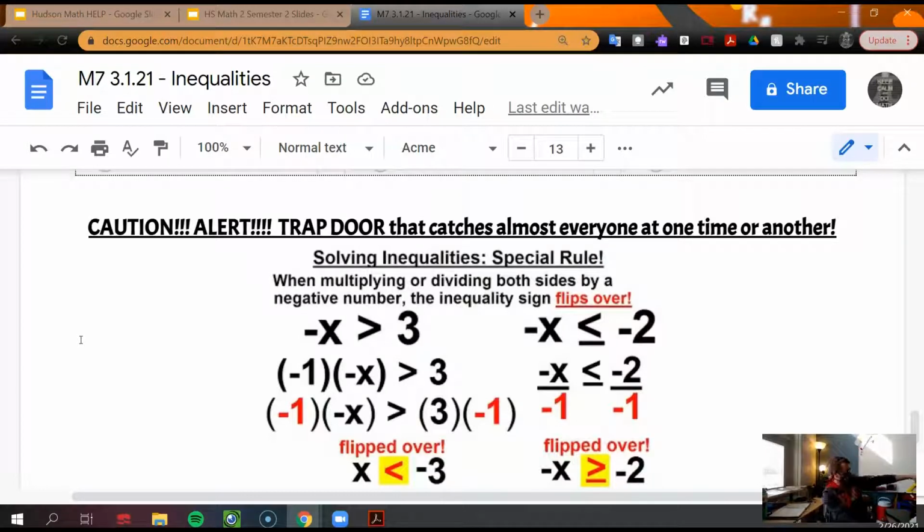I've got 2 different examples here. If the value with the x is negative, like we have a negative x there, but that's really negative 1x, right? So really we can say that's a negative 1 times x. What we have to do to get the negative x into a positive x is multiply by negative 1 on both sides.